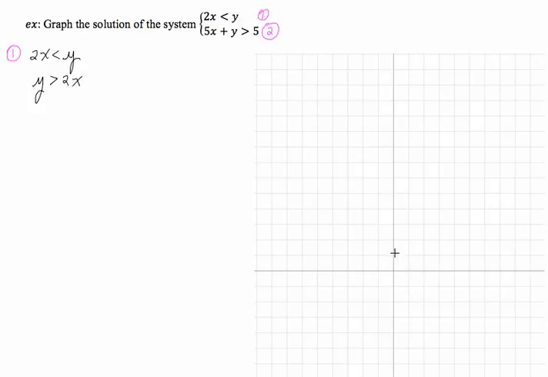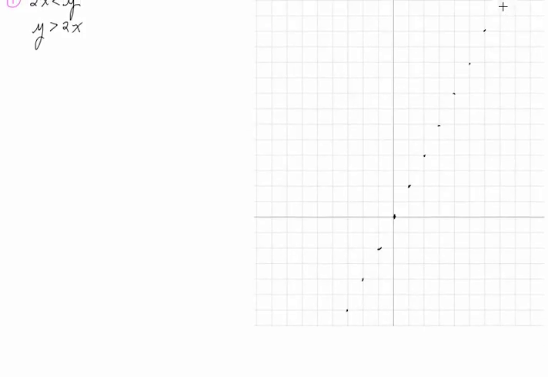It goes through the origin, has slope 2, and we have to graph a dashed line. So we go up 2 over 1, up 2 over 1 for the slope, and then we graph a dashed line through all these points. So there's the line y equals 2x.